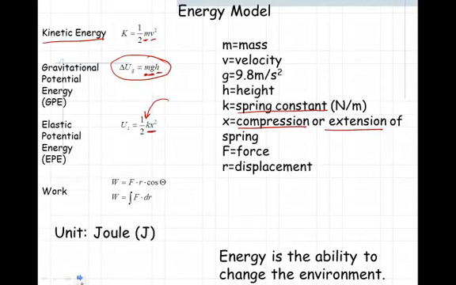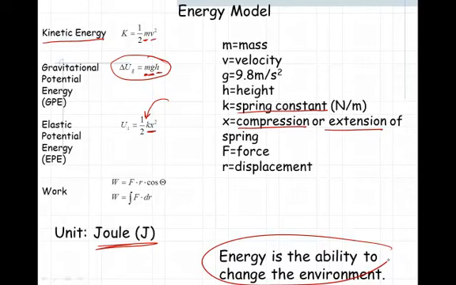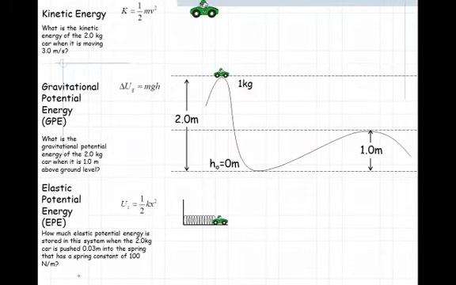The units for all these types of energy and for work is the joule, after James Prescott Joule. And we'll also be talking about how energy is the ability to change the environment. It's a really vague description, and you're going to see why that is later on. Now, let's look at some examples.